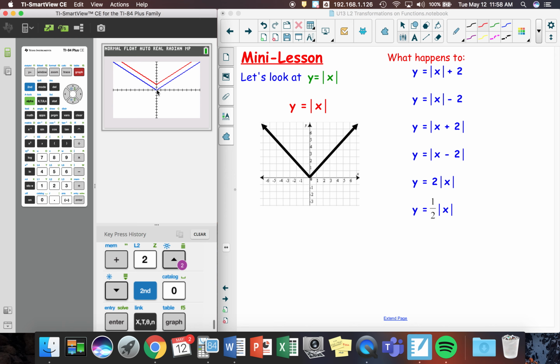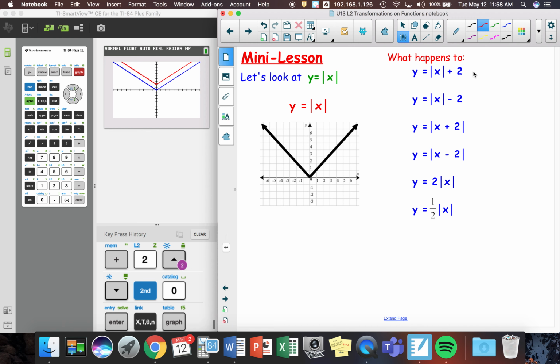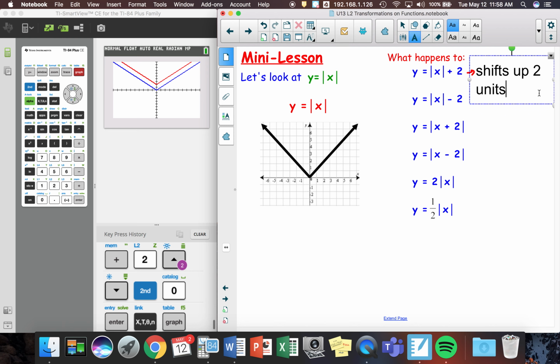As you can see, if you look very carefully, it's shifted up 1, 2. I'm looking at the origin because that makes it a lot easier. So the origin shifts up 1, 2. So I can write here, shifts up. I'm going to type this so it could be a little bit neater. Shifts up 2 units. Okay, so there we go. We have it shifting up 2 units.